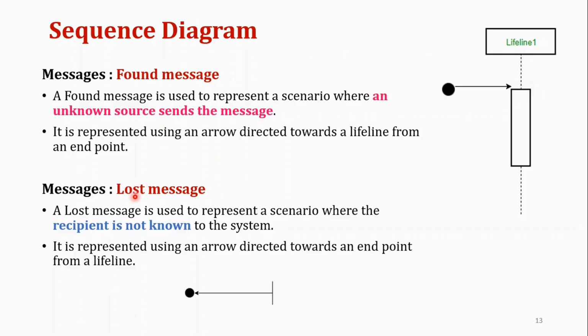Okay. Lost message. It is used for messages sent to an unknown destination. So the recipient is not represented within the system boundary. The receiver is not in the scope of the system. These messages are useful when external systems are involved in the software. So these are the various components of the sequence diagram.